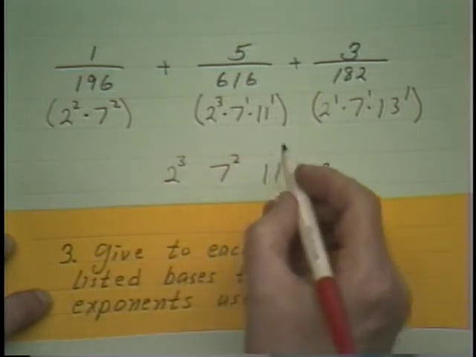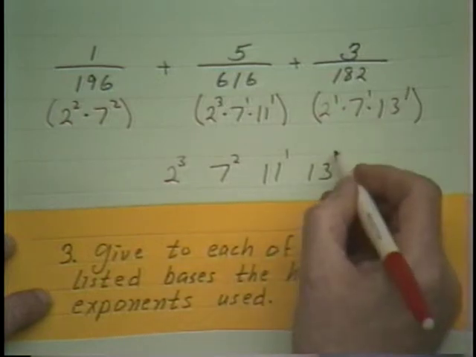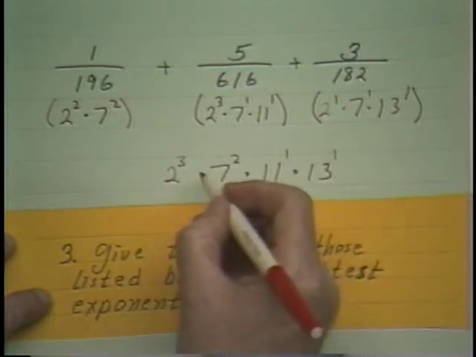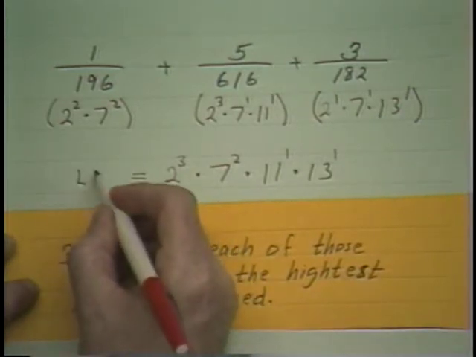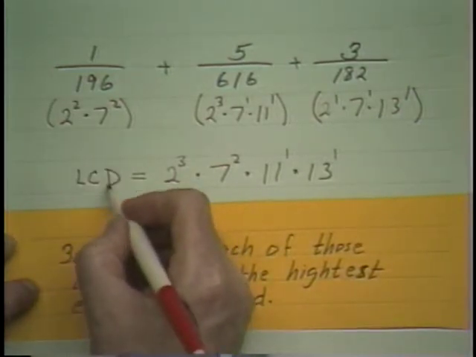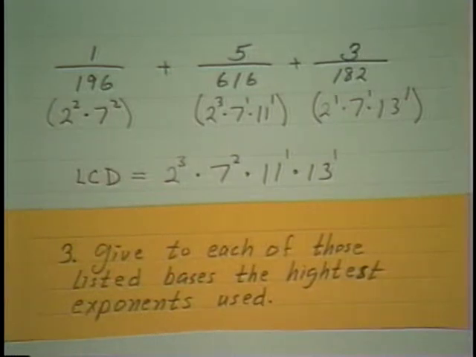11 is 1, 13 is 1, so this is the prime factorization of my least common multiple, and in this case, my least common denominator. A terribly messy number if we were to multiply it out.